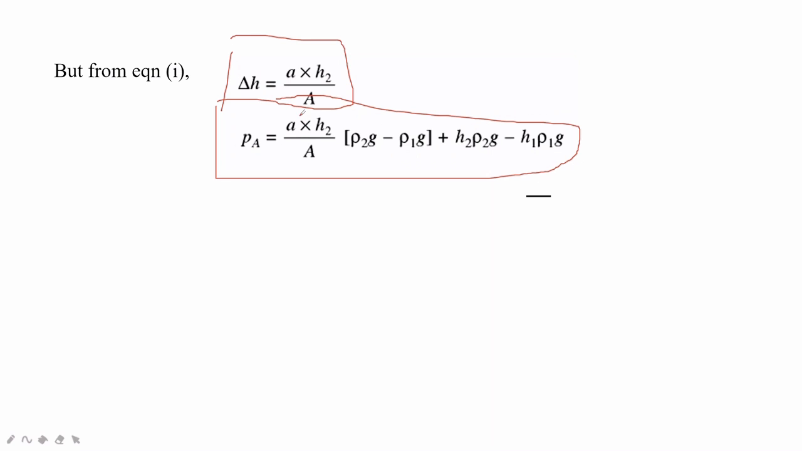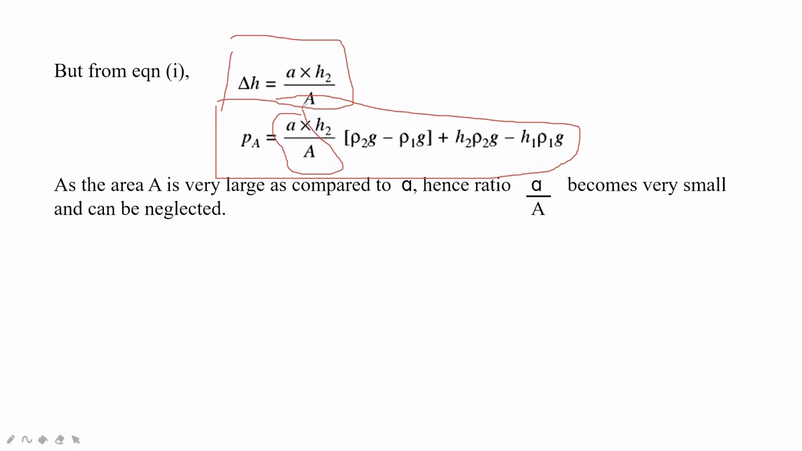So we'll have a question on this A ratio now. As the area A is very large compared to a, the ratio of the small area, that is the right limb area, divided by the reservoir area, becomes very small and can be neglected. The value will be 0.00 something. That's why the ratio of a by A will be very small, so that it could be neglected.